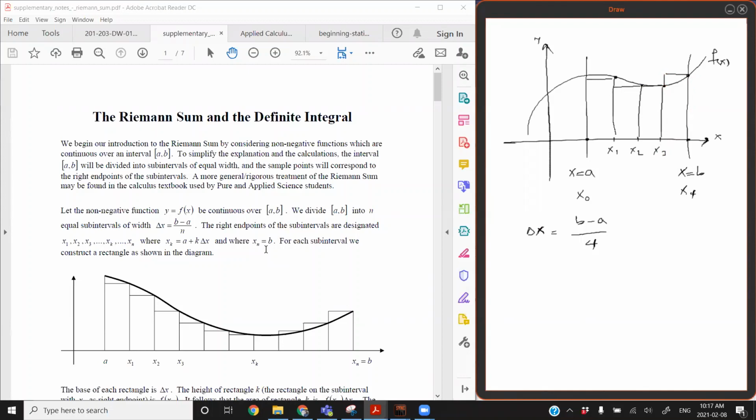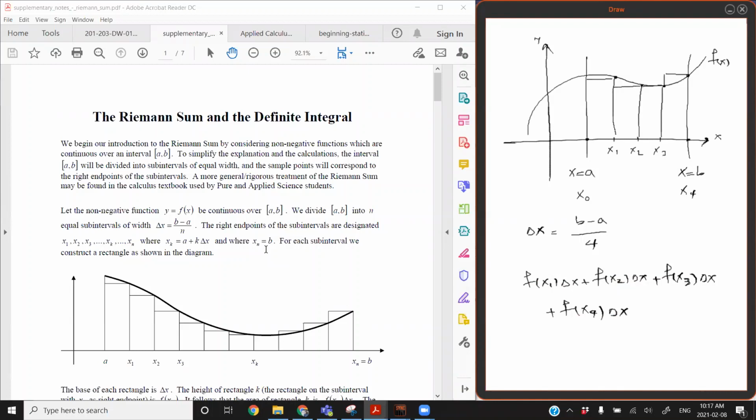Now, if I add up the areas of these rectangles, and it's very easy to figure out what the area of a rectangle is, because it's just the base of the rectangle times the height of the rectangle, I'm going to get f of x1 times delta x plus f of x2 times delta x plus f of x3 times delta x plus f of x4 times delta x. Basically, this is the area of the first rectangle. This one is the area of the second rectangle, the third rectangle, and this is the area of the last rectangle.